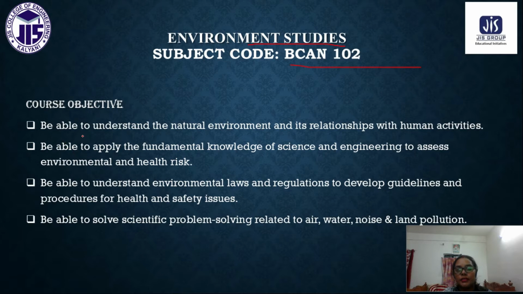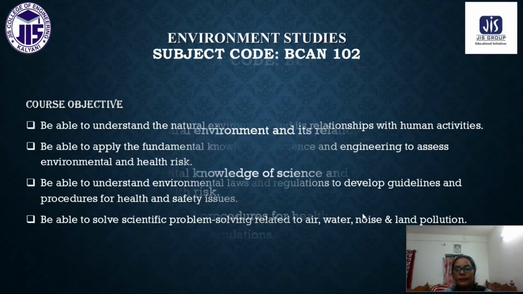So these are some of the course objectives for this course. After this, you will be able to understand the natural environment and its relationship with human activities. You will also be able to apply the fundamental knowledge of science and engineering to assess the environmental and health risks. You will be able to understand environmental laws and regulations to develop the guidelines and procedures for health and safety issues, and also solve scientific problems related to air, water, noise, land pollution.